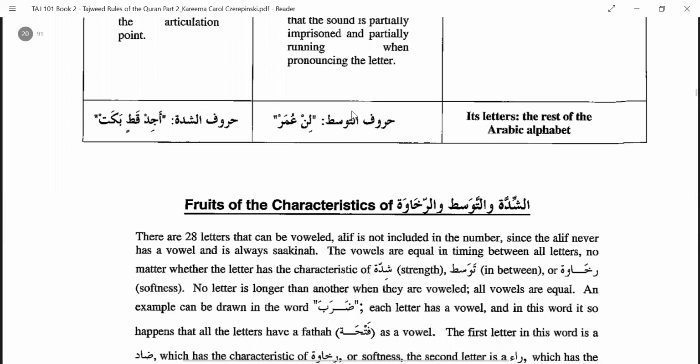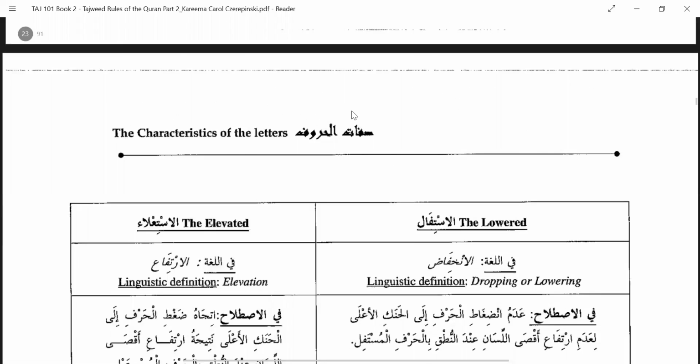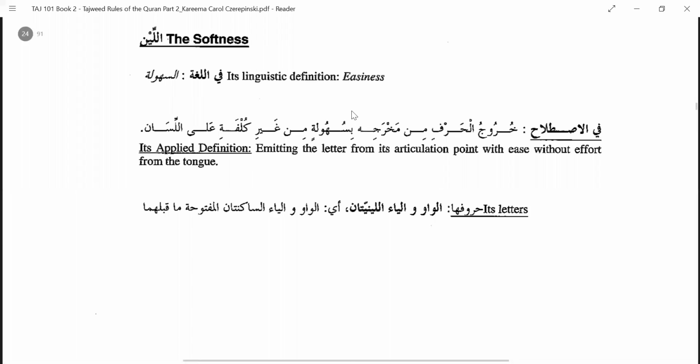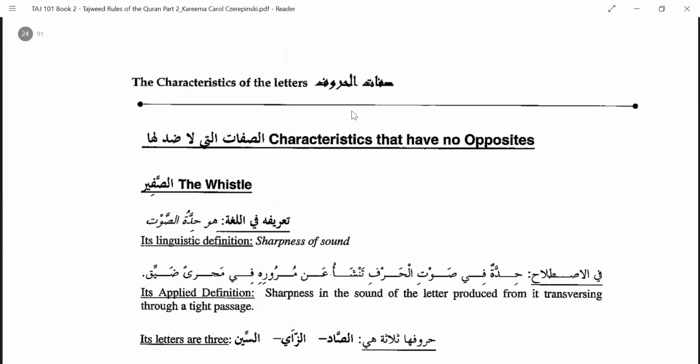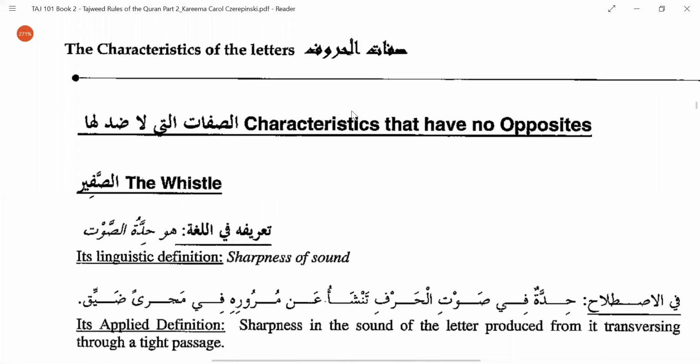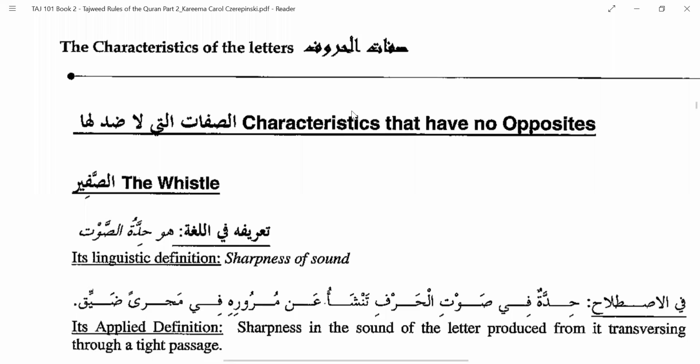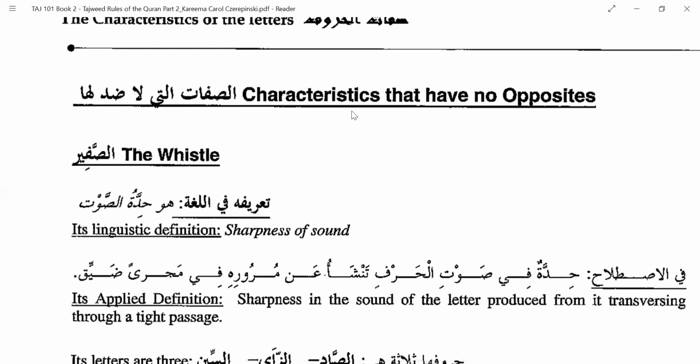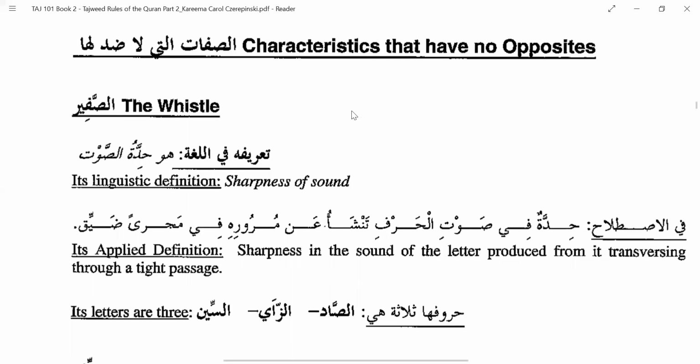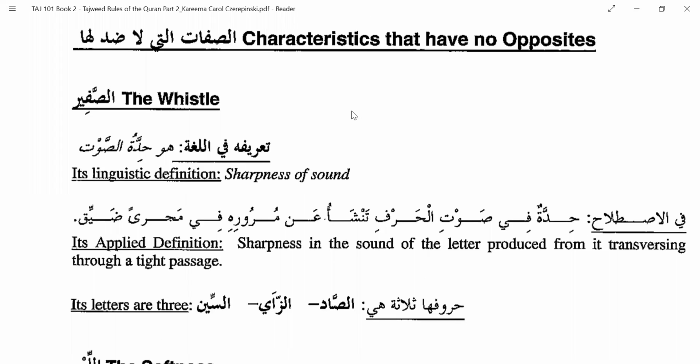So we finished these. Let me go to the page where the description for sifat without opposite starts, which is here. So الصفات التي لا ضد لها الصفير, which is whistling. تعريفه في اللغة, meaning the linguistic definition just by the name of the word, it means حدة الصوت, meaning it is sharpness of sound. الصفير, sharpness of sound.